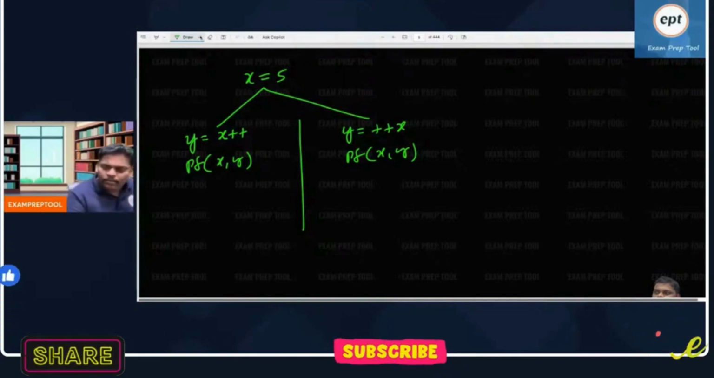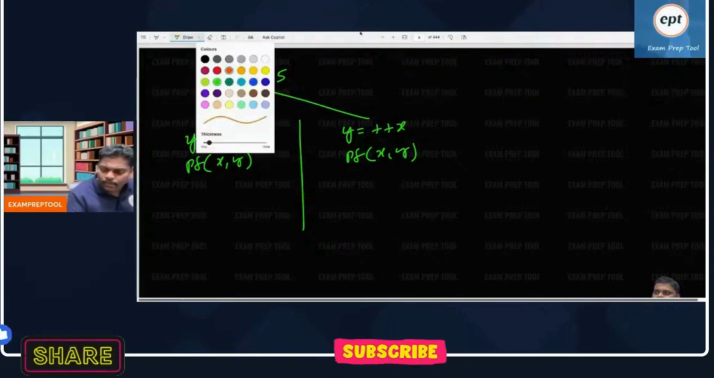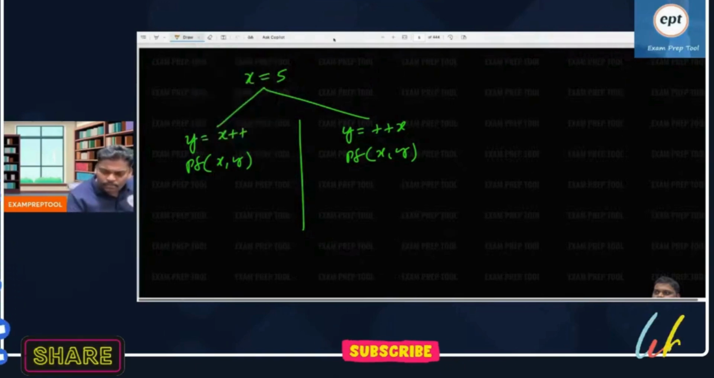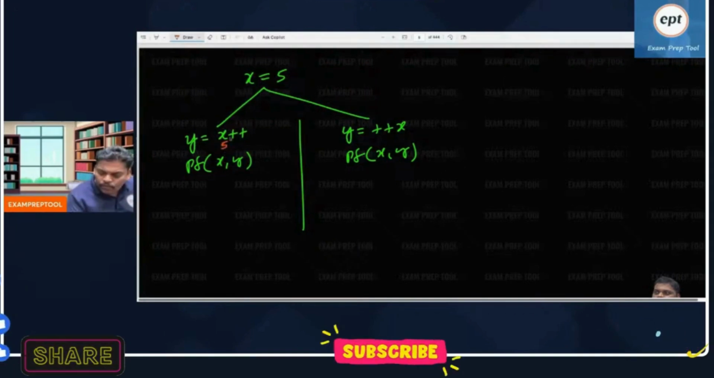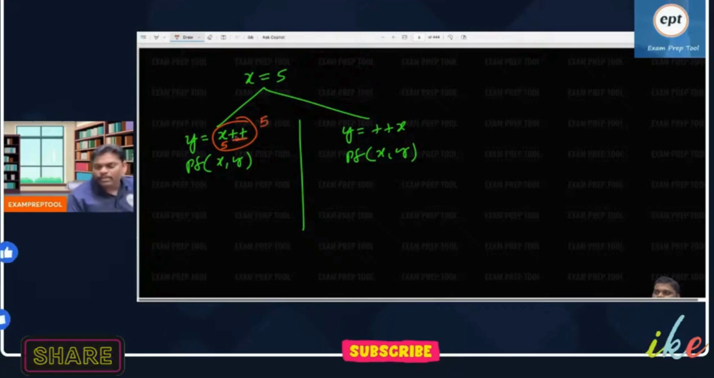I will try with everyone. Everyone listen to this. Remember, y is equal to x plus plus. Listen, x value is 5, careful. 5 plus plus is 5 only, because it is a post incrementation. That 5 will go to y.